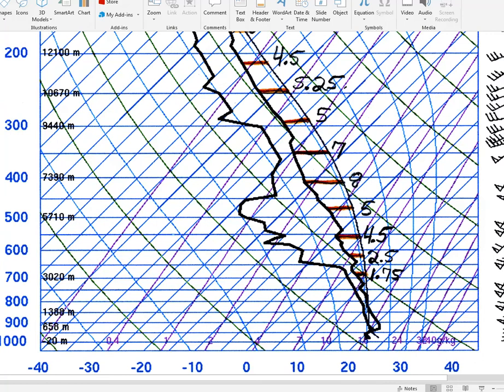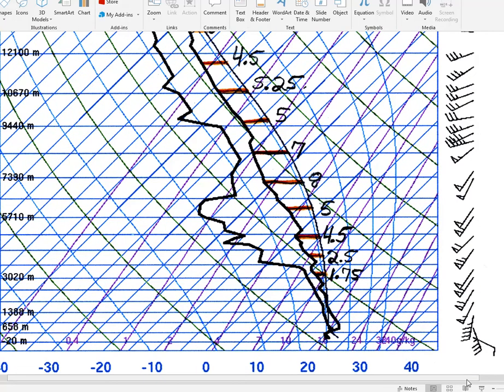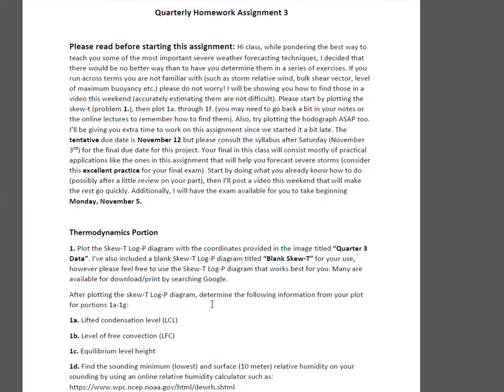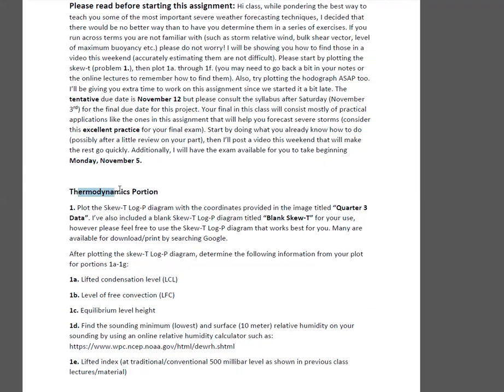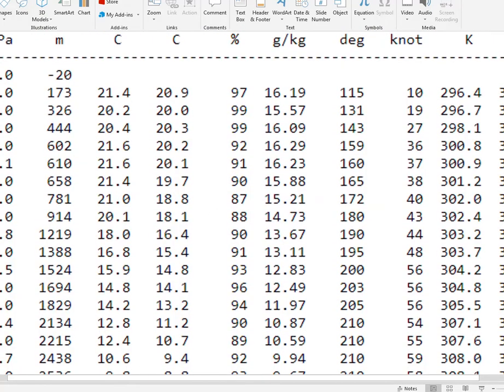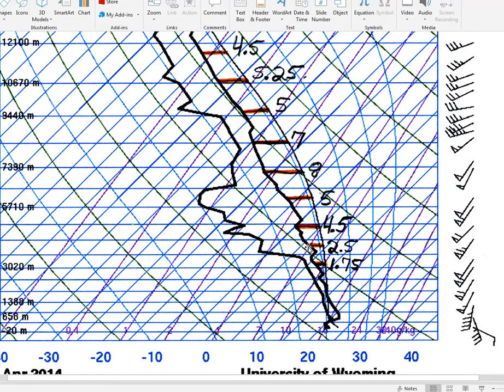The wind data right through here, I'm having you plot using the Hodograph, so you don't have to compile this information. You can if you want to, given the assignment that I gave you. So the first question on the thermodynamics portion is to plot the SkewT log P diagram with the coordinates provided in the image titled Q3 data. That's the process we were just reviewing on how to use the data to plot the SkewT. I hope that helped you get back on track with that.